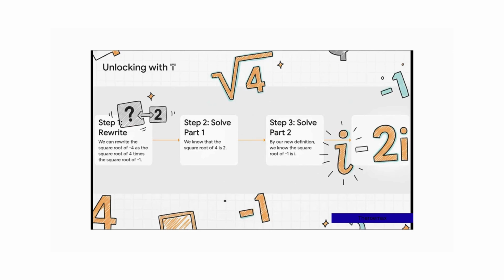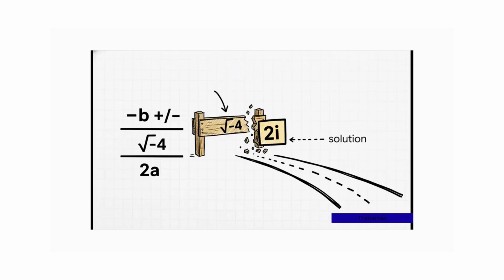Okay, watch this. This is the magic trick. We can take that square root of -4 and just split it apart. We can rewrite it as the square root of 4 times the square root of -1. Now, we know the square root of 4 is just 2, and we defined the square root of -1 as i. So that impossible square root of -4 just becomes 2i. Boom, problem solved. So now that we've cleared that roadblock, we can just take our 2i and pop it right back into the formula where the square root of -4 used to be. The path to the answer is wide open.